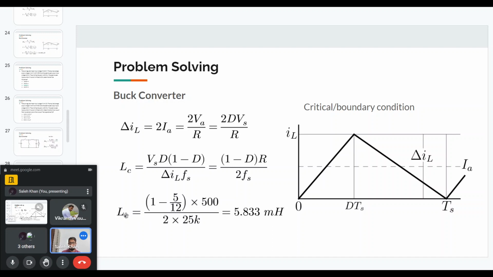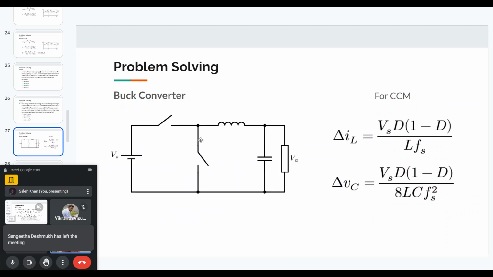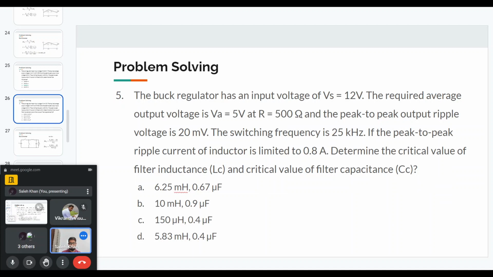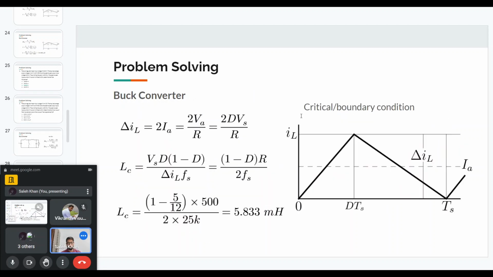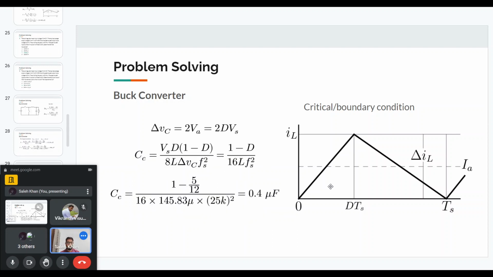And for the critical value of the inductor, the ripple will be basically twice the output current. And you can see that the output current is basically 5 volts divided by 500 ohms, which is a very small value. So for the critical value of inductance, the peak-to-peak current ripple will be very small.